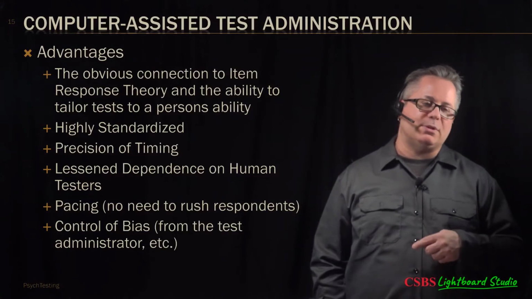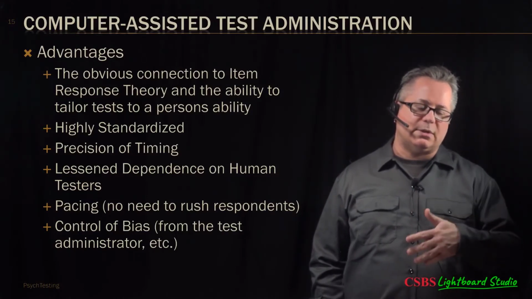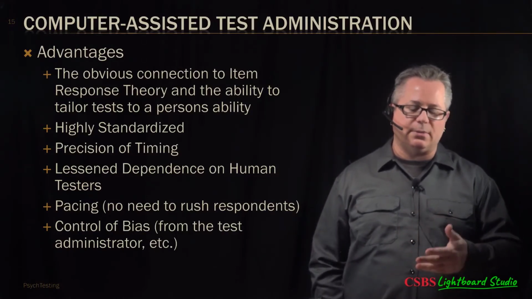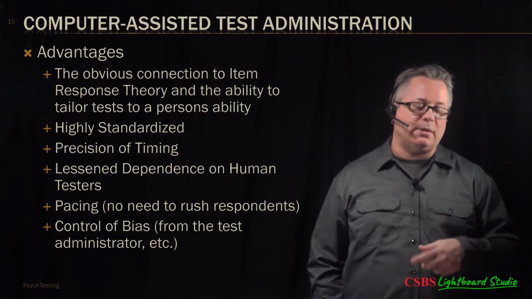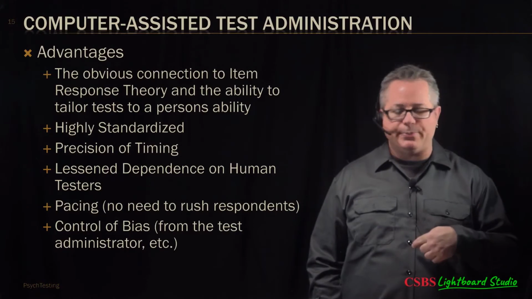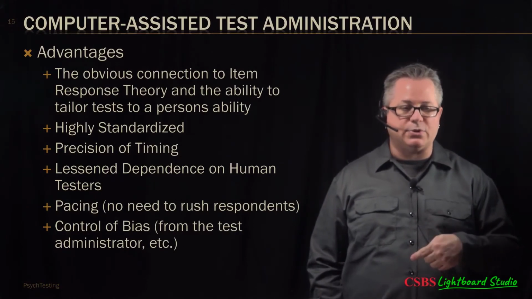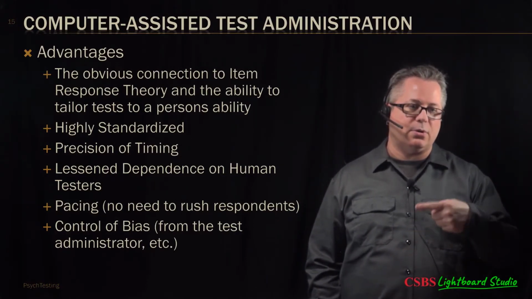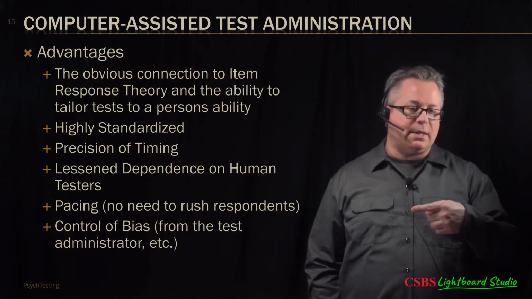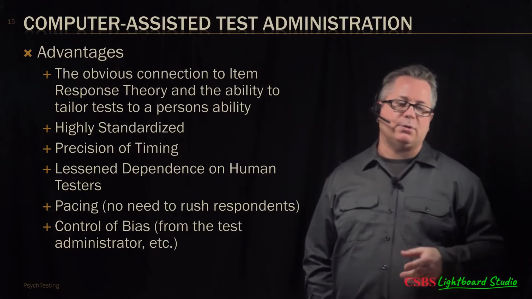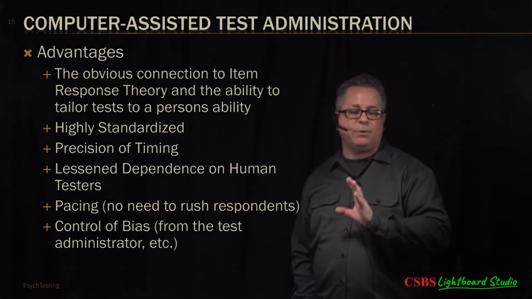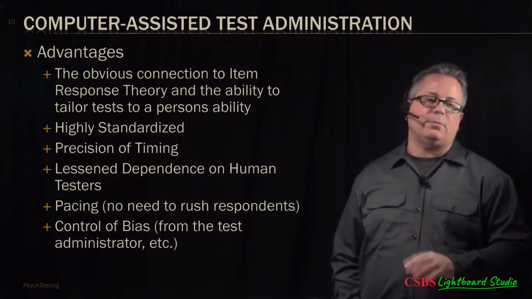The difference is that computer-assisted just means the test is on the computer, so it's done on the computer. Computer-adaptive means the test is on the computer and the test actually adapts to you. As you get questions correct, the questions get harder. As you make mistakes or get questions wrong, the questions get easier. It actually adapts to your ability level. That's computer-adaptive. So we're not necessarily talking about computer-adaptive, but we're talking about computer-assisted.